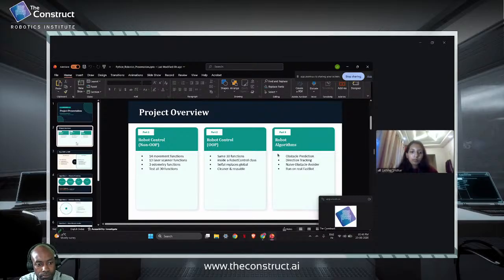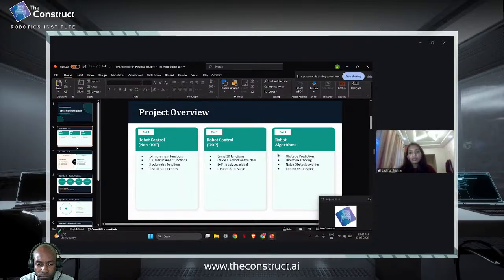So it's mainly divided into three parts: the non-object oriented programming version or approach, the object oriented programming approach, and the robot algorithms. For the first one, we have 30 robot control functions. These include 14 movement functions, 13 laser scanner functions, and three odometry functions.